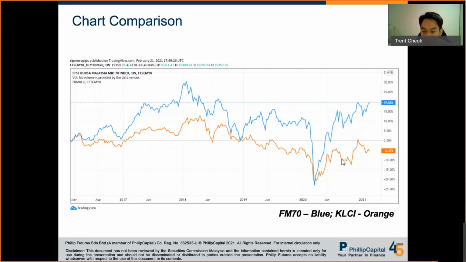KLCI and FM70 are both in an uptrend, but FM70 gives you a better profit compared to KLCI. You see here 19.52% compared to negative 5.37%. So if you want to get started in FM70, or you want to get more profit from the market, actually FM70 is a very good opportunity for you to reap some profit from the market.